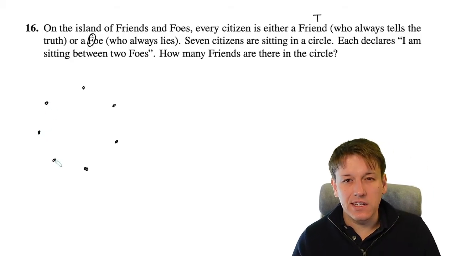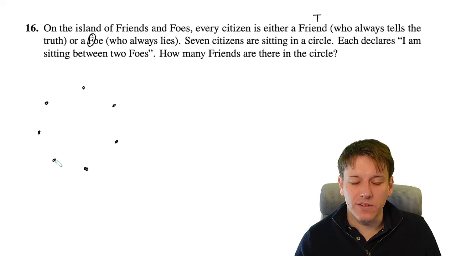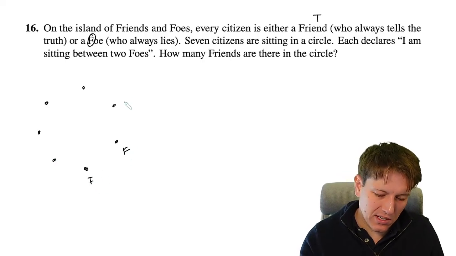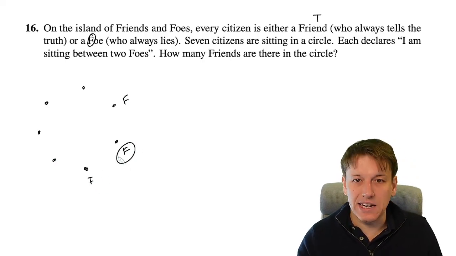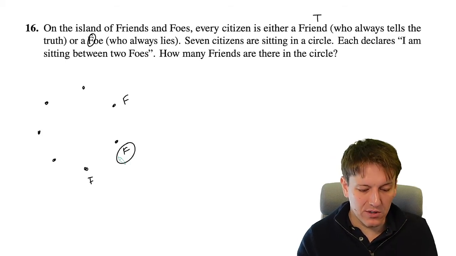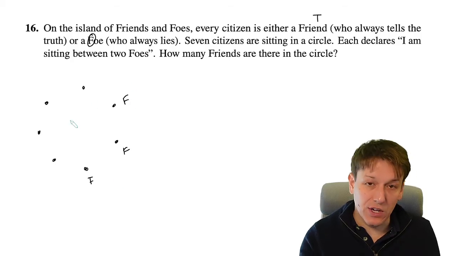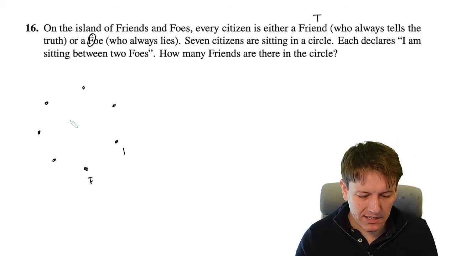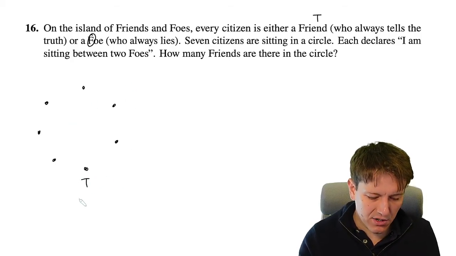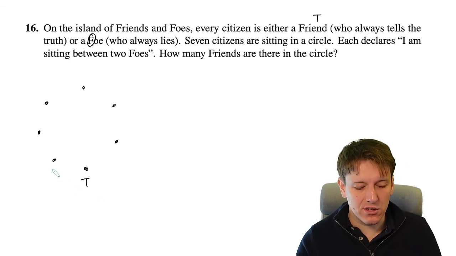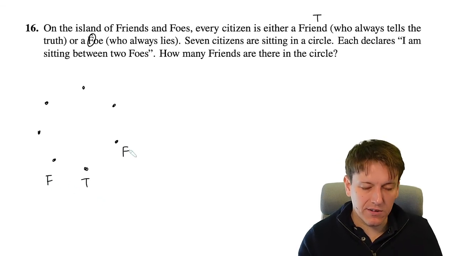And firstly, let's think, well, could they all be foes? Well, if they were all foes, then actually at least someone's going to be telling the truth, because they are sitting between 2 foes, but foes don't tell the truth, so that's not possible. We can never have 3 foes sitting next to each other, basically. So there must be at least someone telling the truth, at least some friend, and because they're telling the truth, we know there's a foe either side of them.